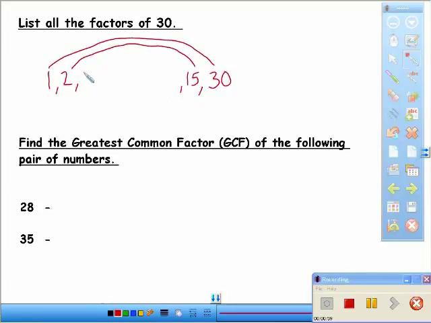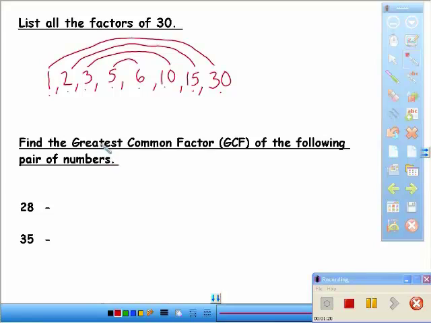What about 3? Does 3 times something equal 30? It sure does. 3 times 10 equals 30. And there are a couple more. 5 times 6. And we'll connect those. So there are 1, 2, 3, 4, 5, 6, 7, 8 different factors of the number 30. So that's how you find factors.